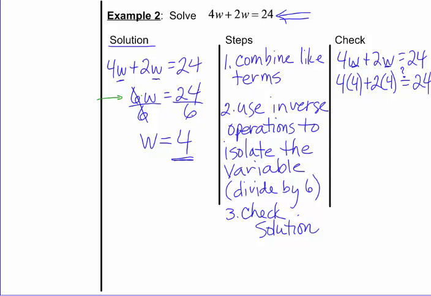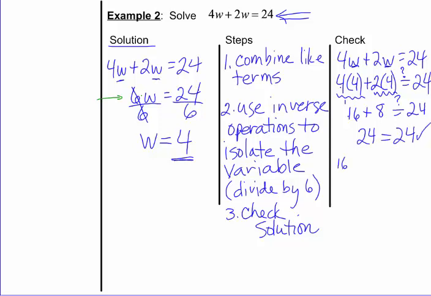There's some multiplying in the problem and some adding. Multiplying comes first. Since they don't affect each other, you could do them at the same time. So 4 times 4 is 16, plus 2 times 4, which is 8. We want to see if that equals 24. 16 plus 8: 8 and 6 is 14, and 1 and 1 is 2. 24 does equal 24, so it works.